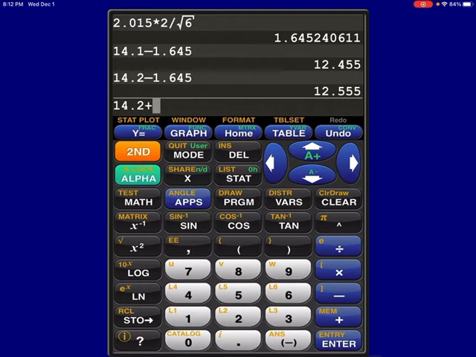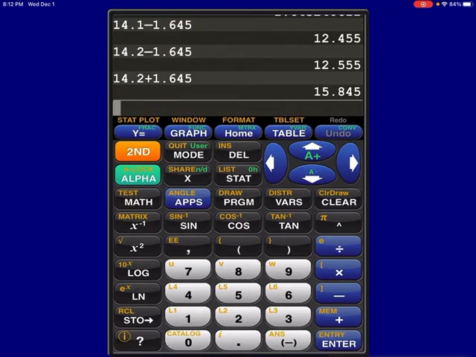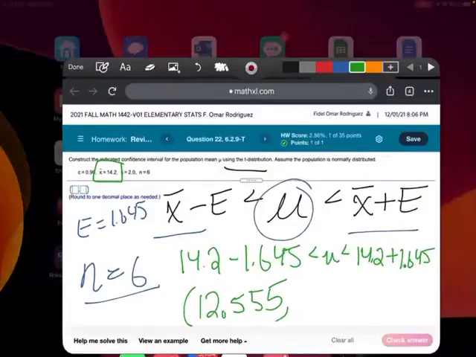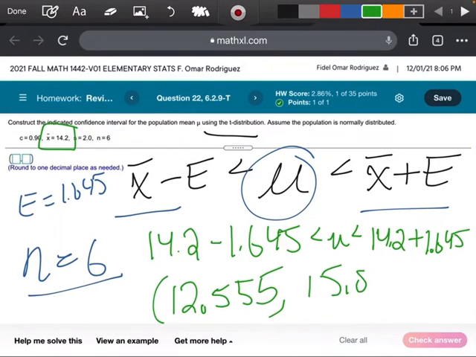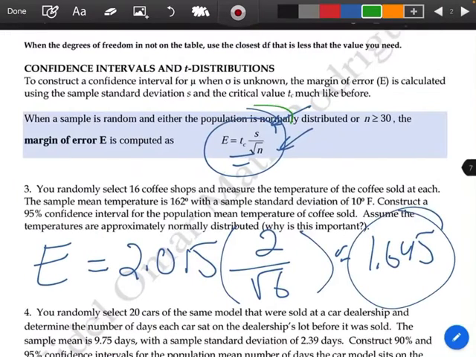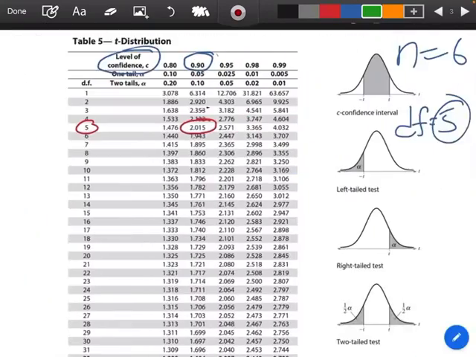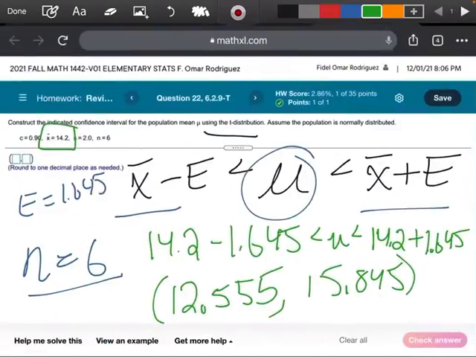Now, the next one we're going to add. So, 14.2 plus 1.645. And I'm coming up with 15.845. So 15.845, okay? And so this is how I'm doing it manually. So you can see, I did use my calculator a little bit, but pretty much I was able to do everything using that formula and my chart.